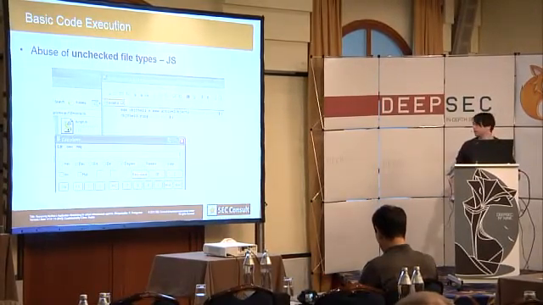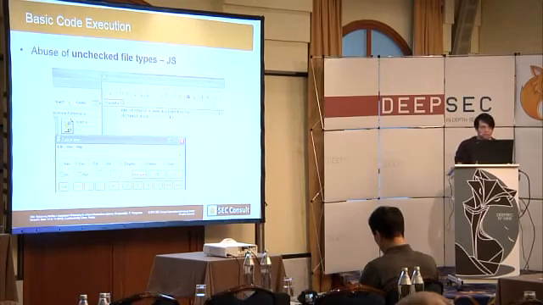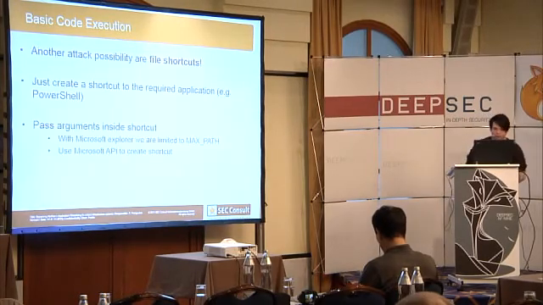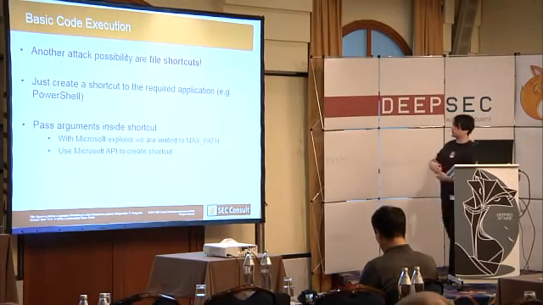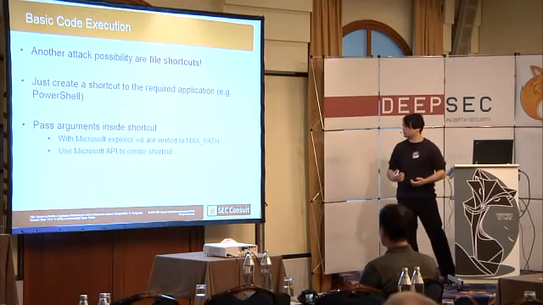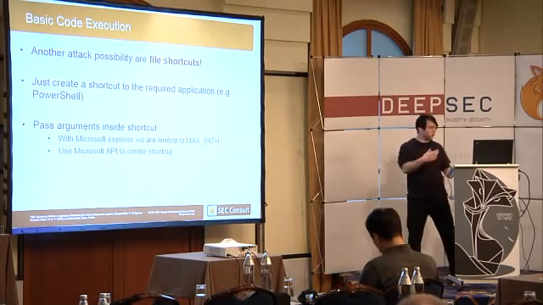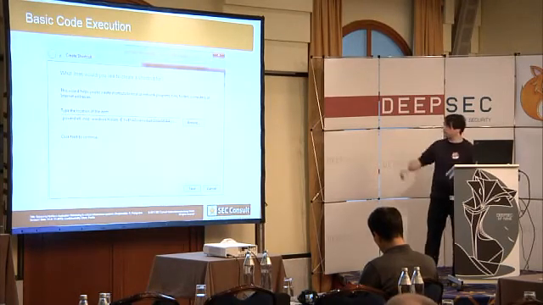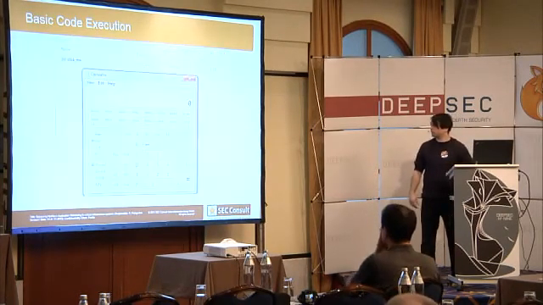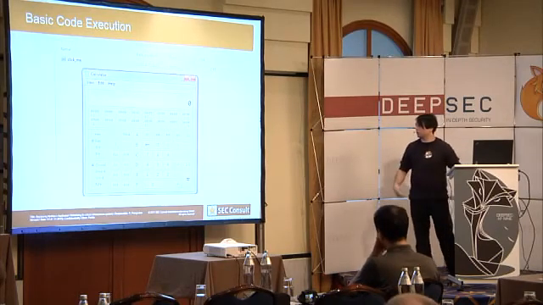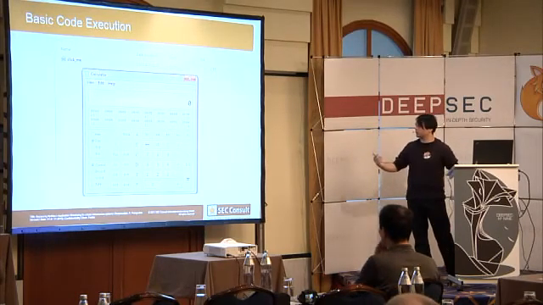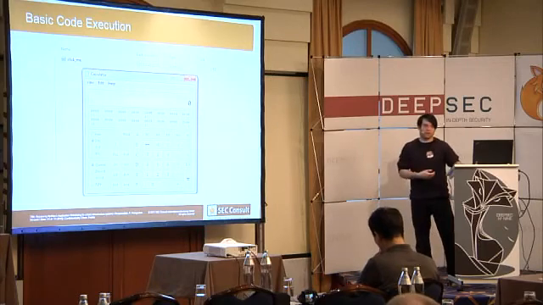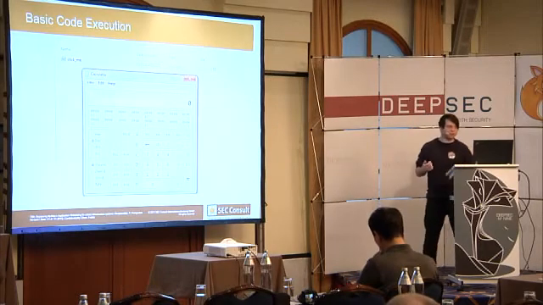JS files are basically the same. You can start any application. Or you can just use file shortcuts. I can create a shortcut pointing to PowerShell, and then in the arguments, I just pass my malicious payload. So it would look something like this. And if you click it, PowerShell just gets executed. In this case, I'm just spawning calculator, but of course I can also spawn a reverse shell or some other stuff.